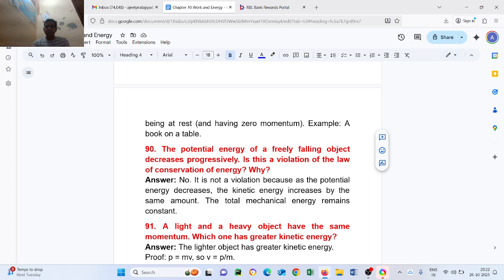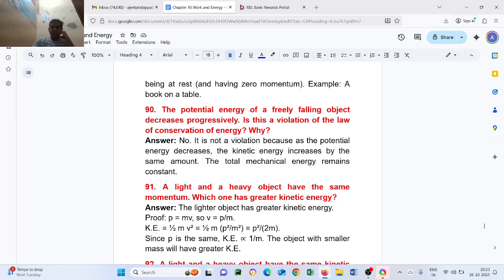Is this a violation of the law of conservation of energy? No, it is not a violation, because as the potential energy decreases, the kinetic energy increases by the same amount. The total mechanical energy remains constant.